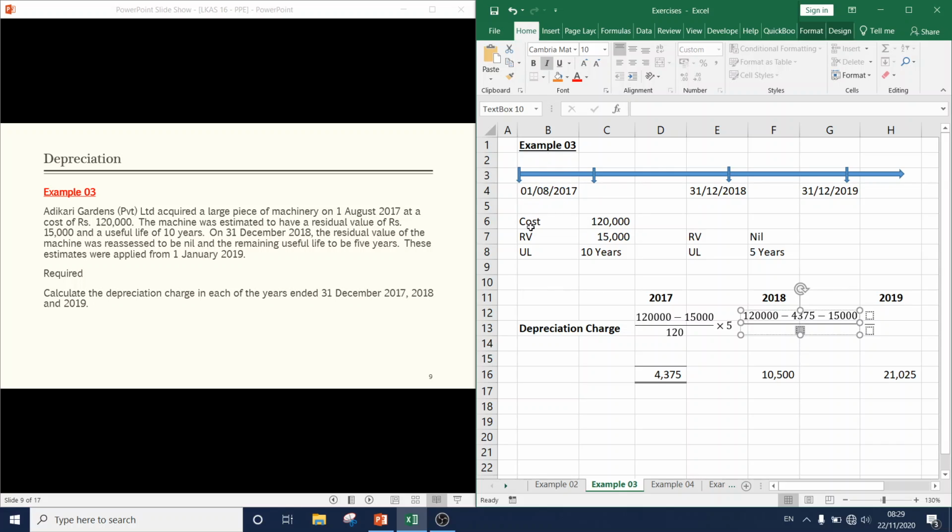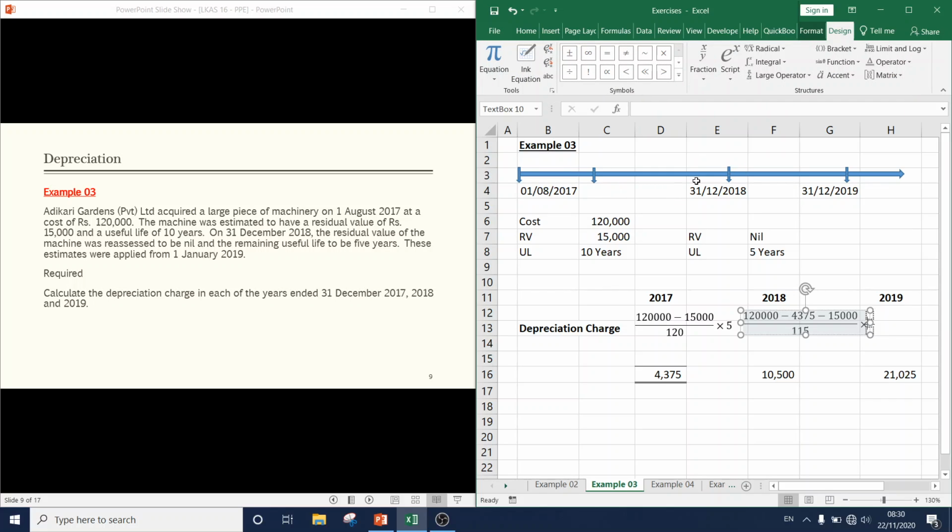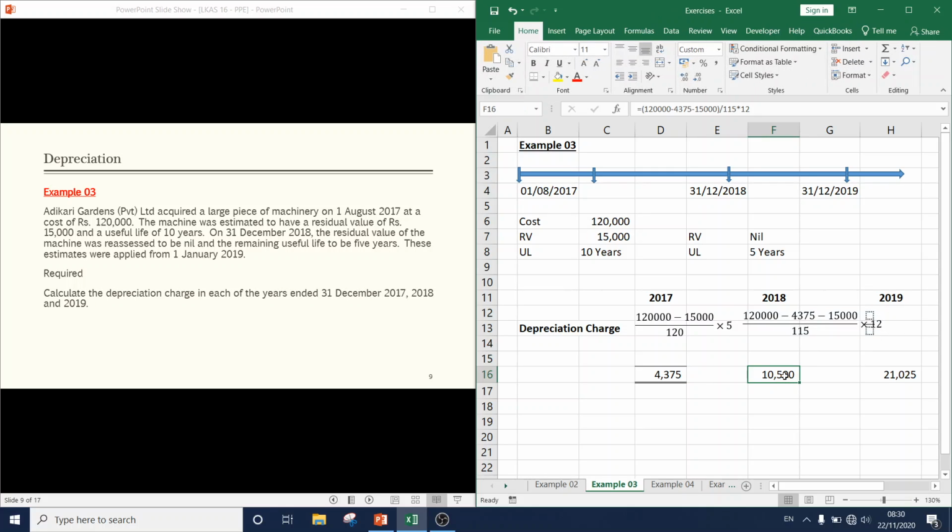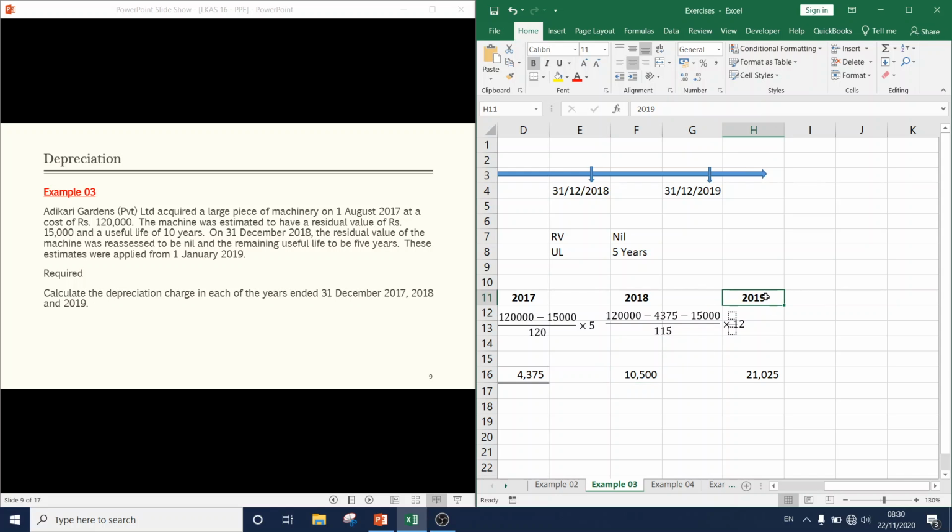Why? We have depreciated 5 months already, from the initial estimate of 10 years. Now we are here. So in months, for a further 115 months we are expected to use this particular machine. So this year, for the whole year, from 31st December 2017 to 31st December 2018, we can depreciate. So the value should be 10,500.